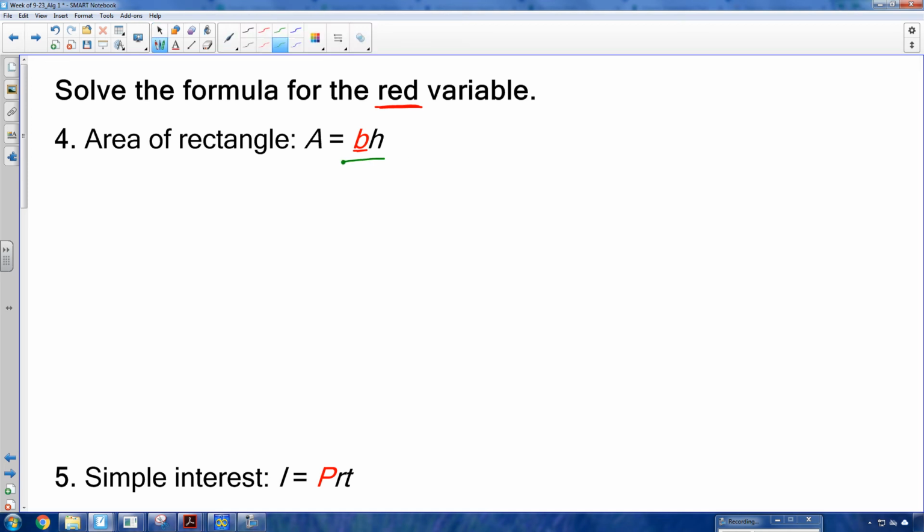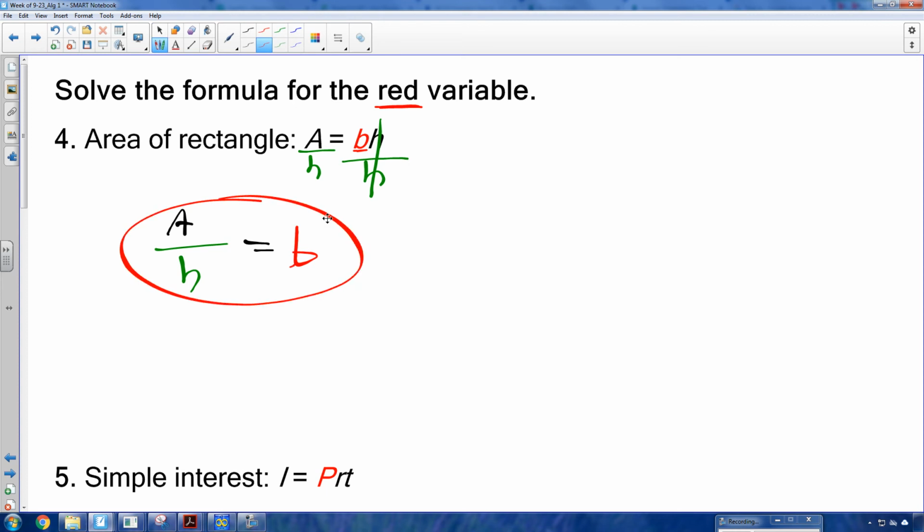That's gone. So we wind up with H on the bottom here, A on the top, and that's going to equal B. That's the answer. That's it. And this is a B, okay? So the answer is A over H equals B.